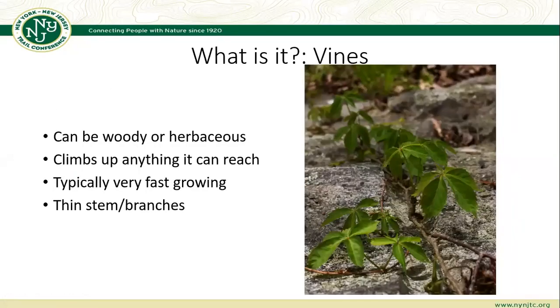Our next category are vines. They can be either woody or herbaceous, and they're going to climb up anything that they can reach. They're typically very fast growing, and they have thin stems and branches. This is Virginia creeper here. You can see it growing right up this rock face.